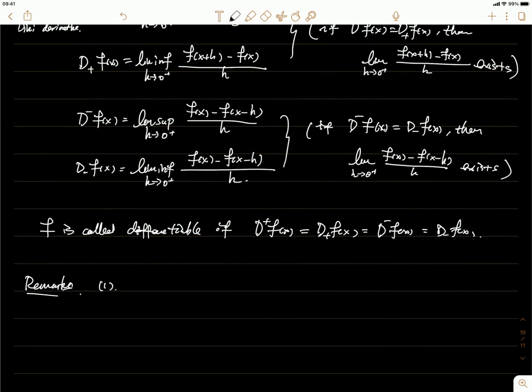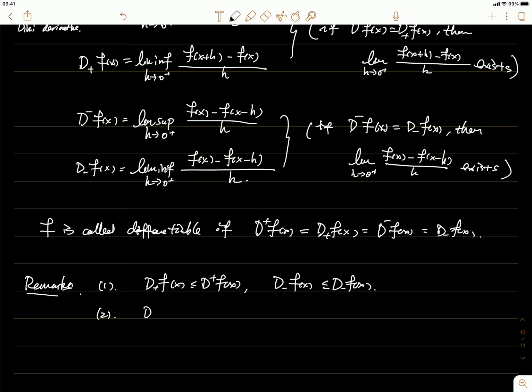The first one is that the D plus f, like this, is less than or equal to this. And the D minus f is less than or equal to this. Okay, so that's one. The second one is that if you flip the sign of f, so you consider negative f, then the lim sup of positive f becomes the lim inf of negative f, right?